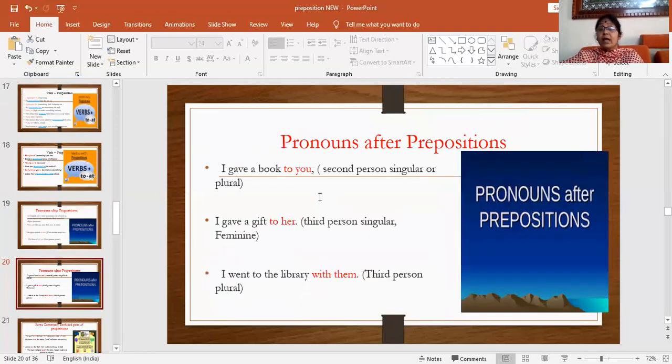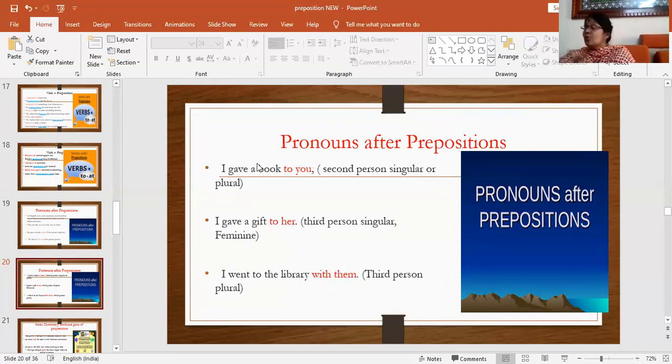Then, I gave a book to you. To is our preposition and you is our second person singular, or to you all, it becomes plural, right? I gave a gift to her. To followed by an object her. Third person singular feminine. If I say to him, it will become masculine. I went to the library with them. This is third person plural, right?